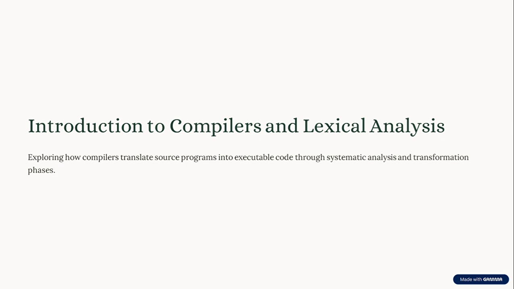So today we are going to learn about compilers and lexical analysis. So what is a compiler? A compiler is a program that translates a high-level language into machine-level code. This process happens in multiple steps called phases. So here we are going to learn about the different phases of a compiler, that is, how a high-level program is translated into machine-level code.